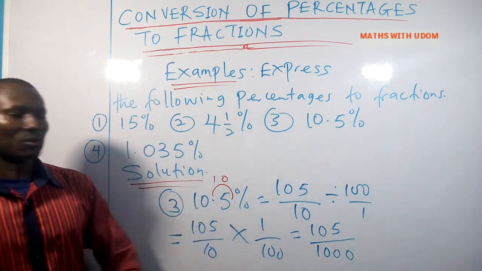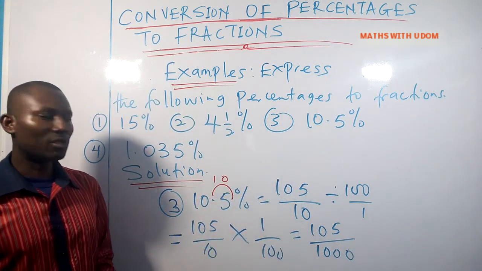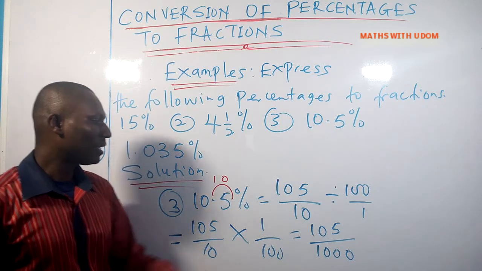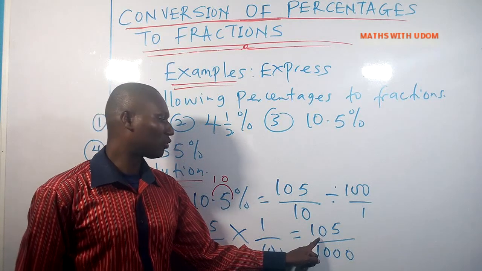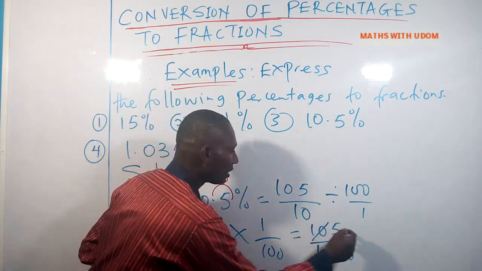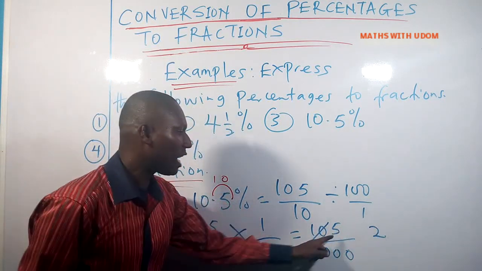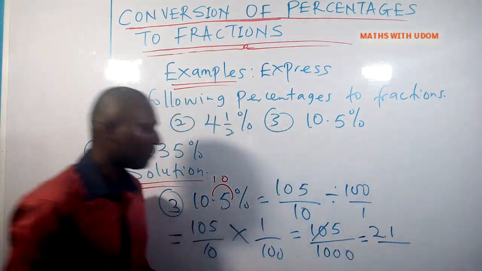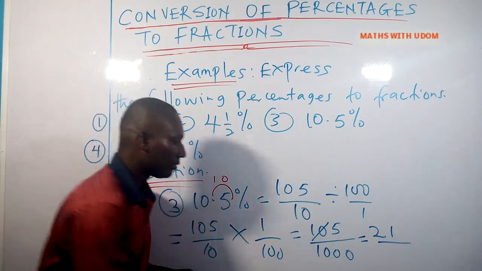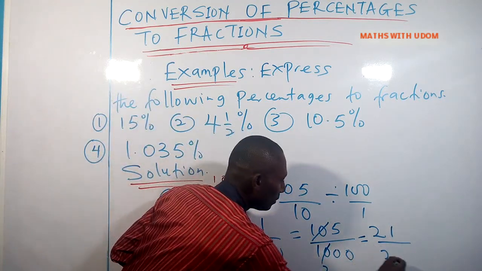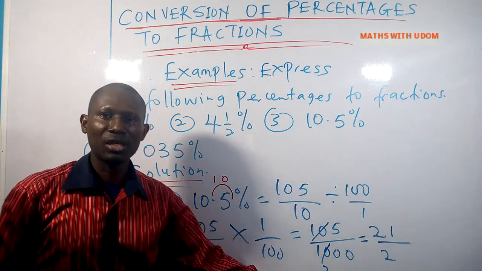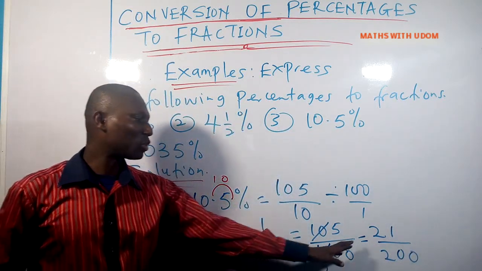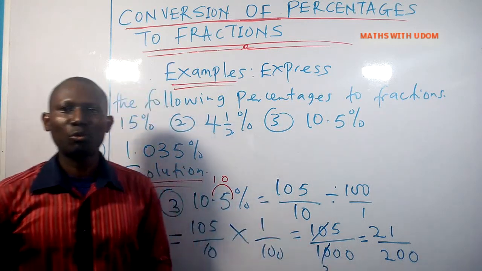Okay? So the next thing is for us to divide through. So let's divide through by 5. How many 5 can go in 10? 2. 5 in 10, 2. 5 in 5, 1. Divided by, how many 5 can go in 10? 2. Then we drop our 2 zeros in front of that. So finally, our answer will be 21 divided by 200.